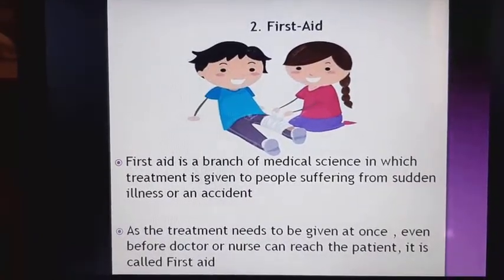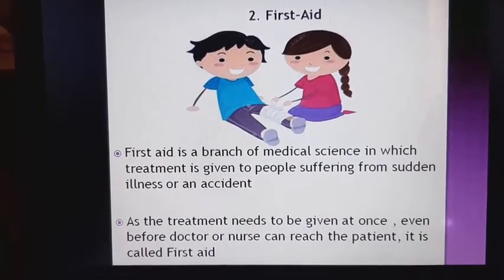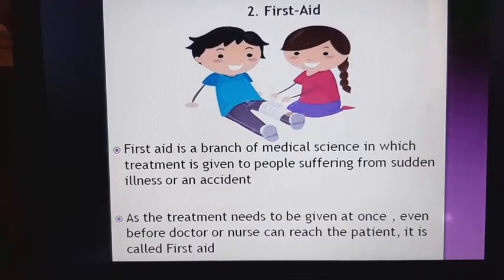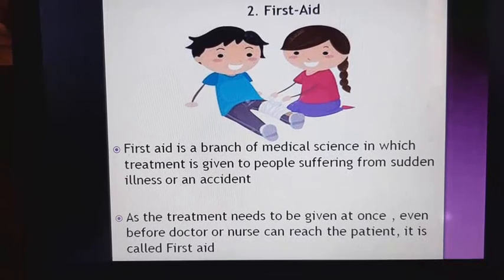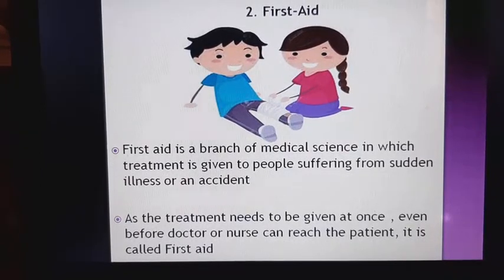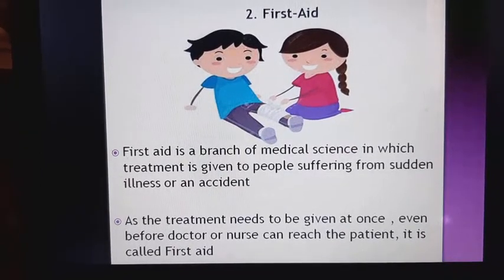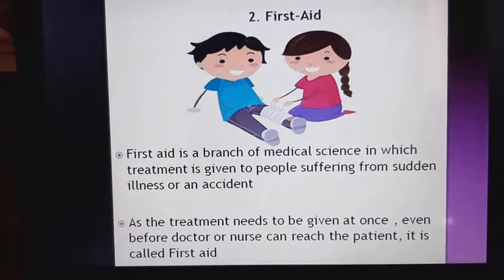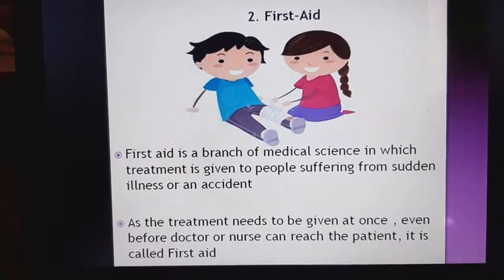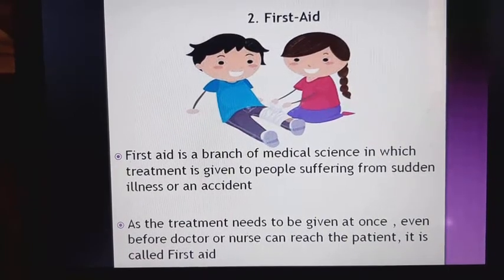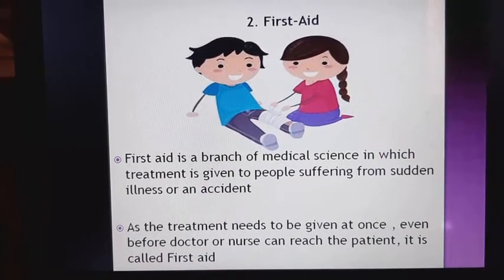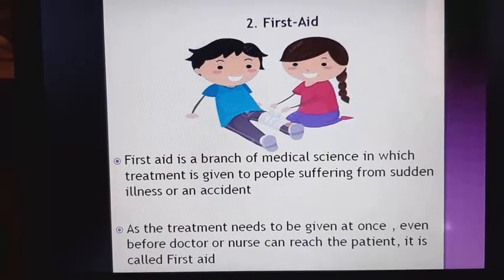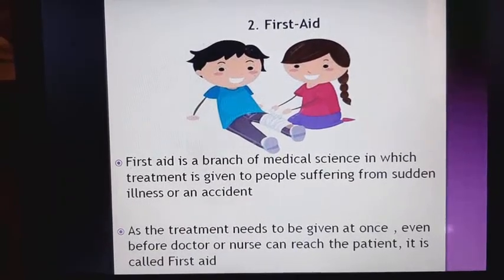Second is first aid. First aid is a branch of medical science in which treatment is given to people suffering from sudden illness or an accident. As the treatment needs to be given at once, even before a doctor or nurse can reach the patient, it is called first aid.